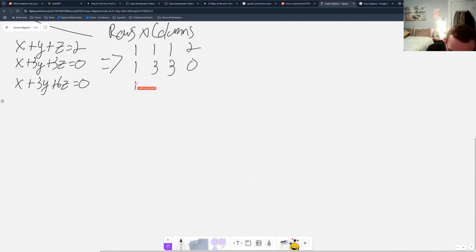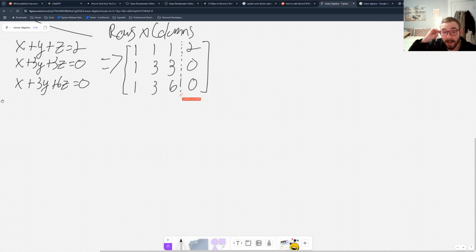In the third row, we have 1, 3, 6, 0. And to represent this, usually we have brackets here. When you see brackets, we're talking about matrices. Sometimes professors do a dotted line here, just to remind ourselves that the stuff on the right side of the dotted line is the right side of the equation, and everything else is the left side of the equation.